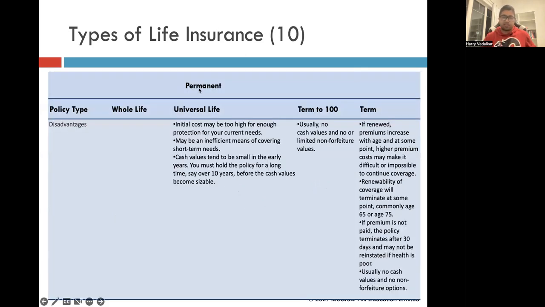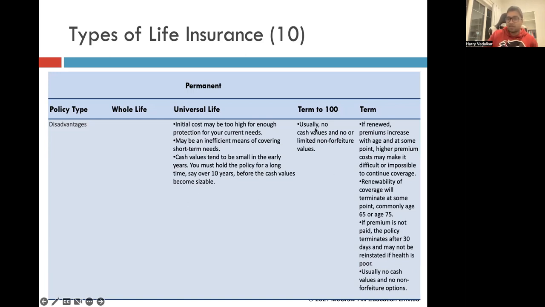What is the disadvantage of a permanent policy? The initial cost may be too high for enough protection of your current needs, and it may be an inefficient means of covering short-term needs. Cash values tend to be small in early years. You must hold the policy for a long time, say over 10 years, before cash values become sizable. So it grows very, very slowly.